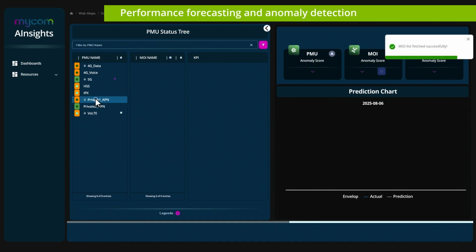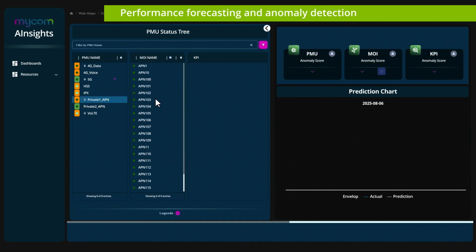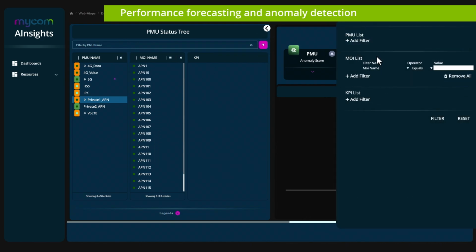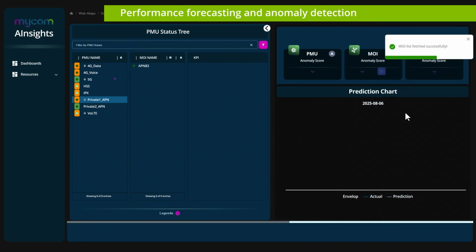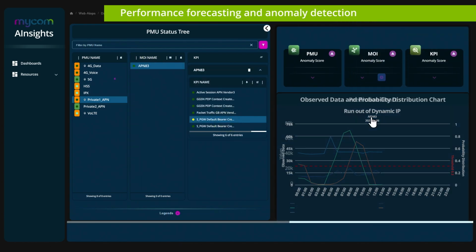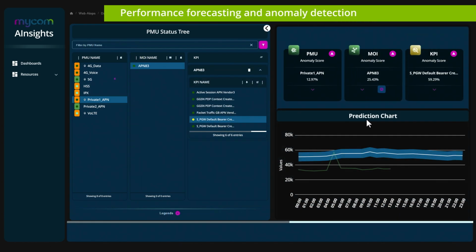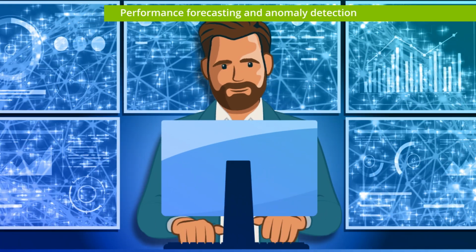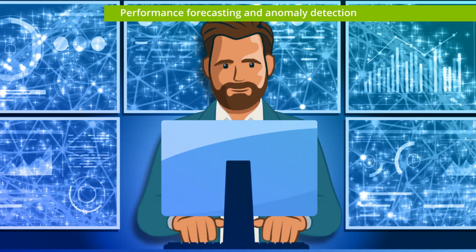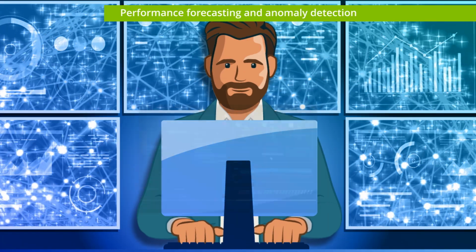Let's check. With a single click on the PMU, I get the list of MOIs it monitors. I filter for APN 83, select it, and see its associated KPIs. Clicking here brings up the prediction chart, showing the anomaly score, AS, at KPI level, and the aggregated anomaly score, AAS, at both MOI and PMU levels. I notice a developing anomaly. The network's observed data is deviating from the forecasted values.